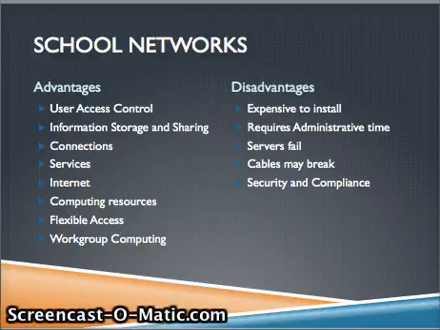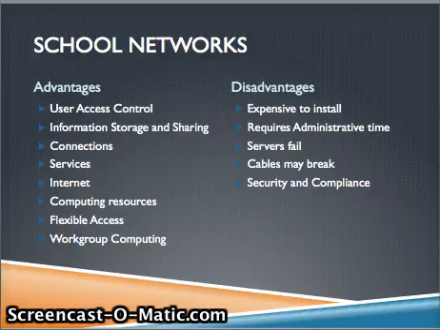Flexible access, this is a big one. School networks allow students to access information from their connected devices throughout the school. So students can begin an assignment in their classroom, save part of it on a public access area of the network, and then go to the media center to finish their work. Students can also work cooperatively through the network. Work group computing. Collaborative software also allows many users to work on a document or project concurrently.